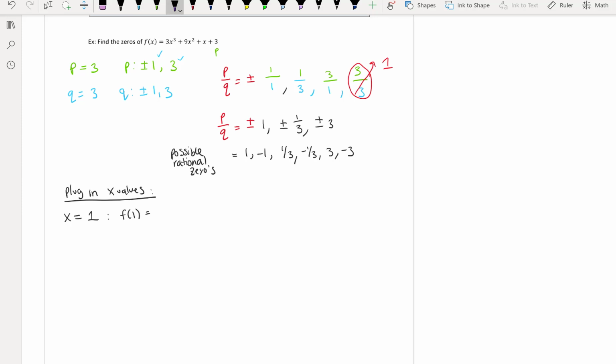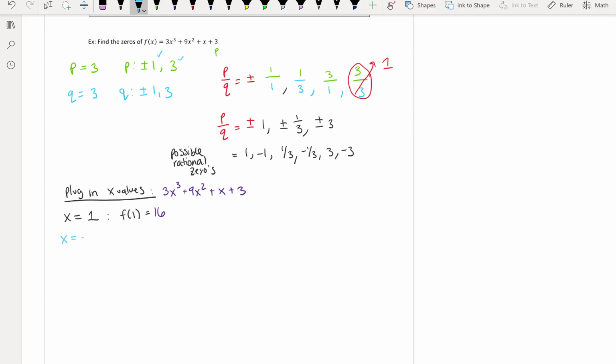And remember, that function here that I'm plugging into is my 3x cubed plus 9x squared plus x plus 3. So I'm going to plug a 1 into all of that. So here I go, onto my calculator. Hopefully you're plugging this into your calculator. 3 times 1 to the 3rd power plus 9 times 1 squared plus 1 plus 3. Now I'm going to get a positive 16. So this tells me that this is not a 0. So that's fine. So I'm going to try the next one.